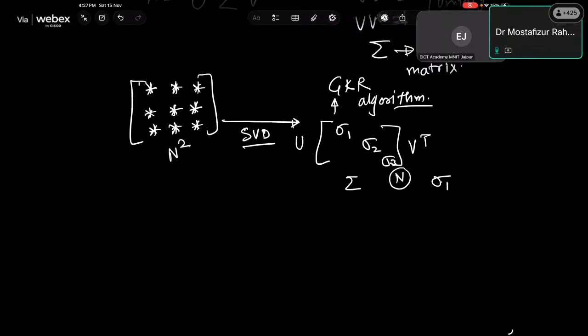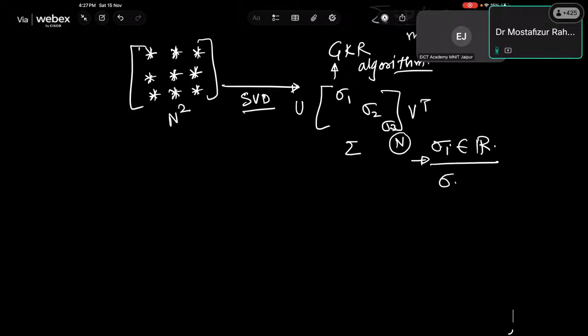Important to note that all such sigmas belong to the real number set. They are never complex numbers. Also, singular values are typically non-negative, so in general they are greater than or equal to 0. These are two important properties. For the comparison of eigenvalues and singular values we will come back, but let us discuss the complexity part, because we are doing the complexity calculations. Then again we'll come back to the SVD part.